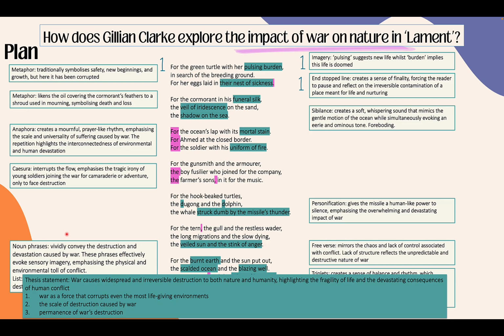So this is what we had in part 1. We had our fully annotated, highlighted copy of the poem. We also had our thesis statement, which is war causes widespread and irreversible destruction to both nature and humanity, highlighting the fragility of life and the devastating consequences of human conflict.